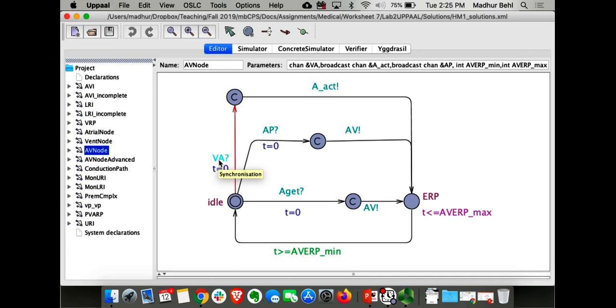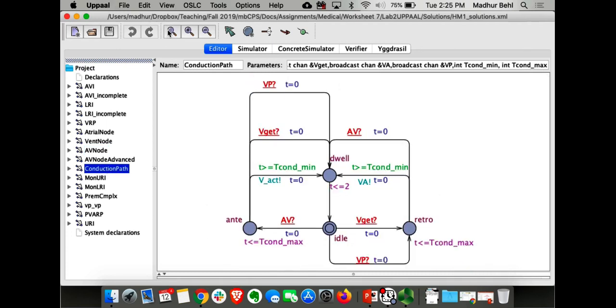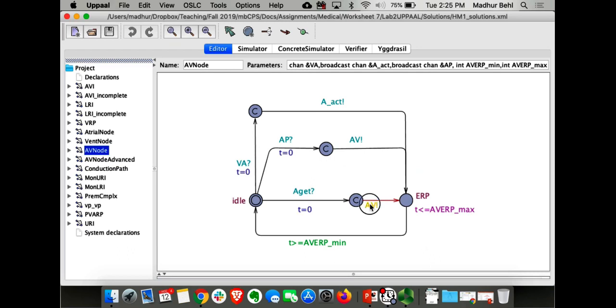So the final piece of our heart model is this template called conduction path. And this actually, believe it or not, is the closest to our Simulink view of the world. Where you are in idle, the path is idle, right here is the initial state, double concentric circle in Uppaal. Based on the direction from which it gets its depolarization signal. So who was issuing this AV signal? The AV node, right here. It issues an AV signal.